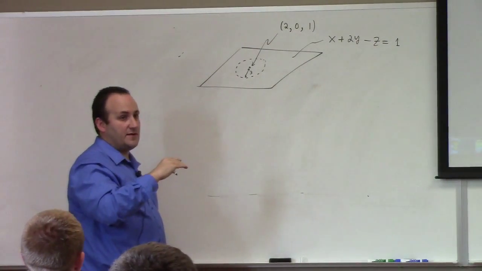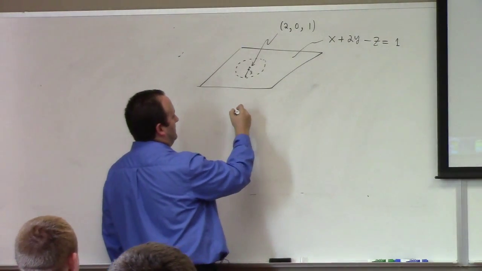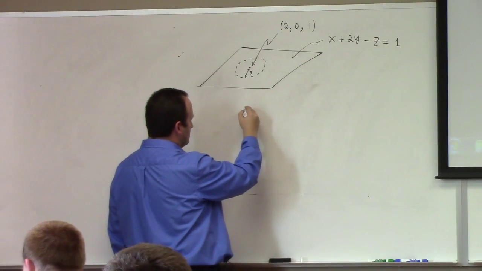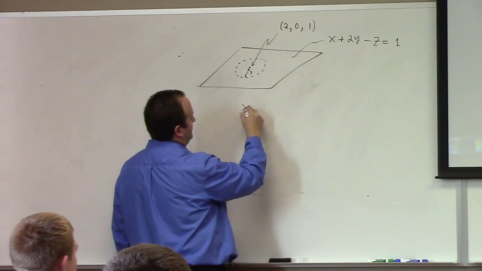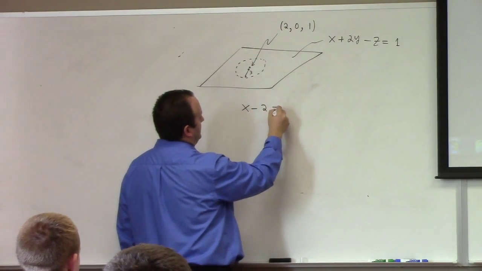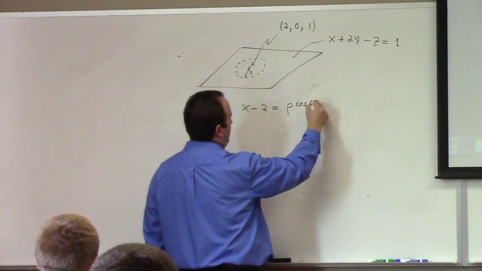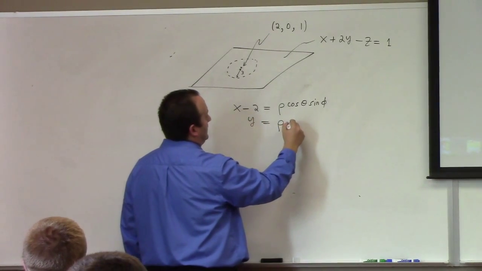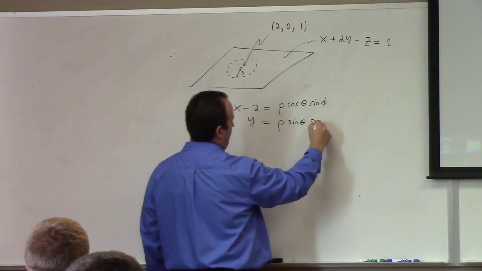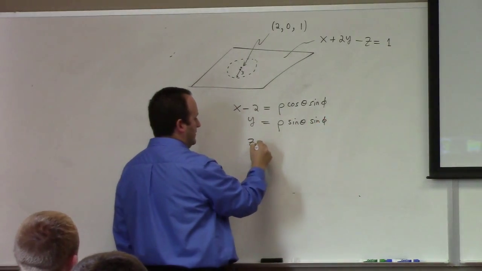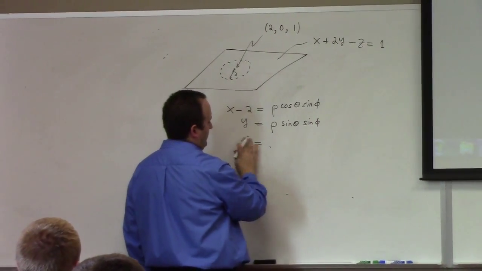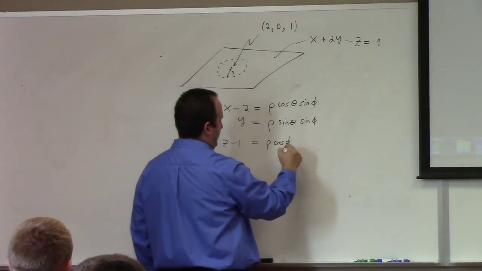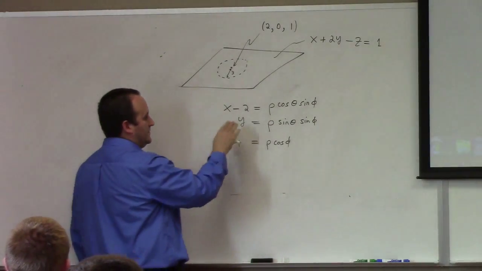But what I can show you is how to set up the spherical coordinates there. It would be something like: x minus 2 is equal to rho cosine theta sine phi. Y is equal to rho sine theta sine phi, right? And z minus 1 is rho cosine phi. And so I can rewrite this.